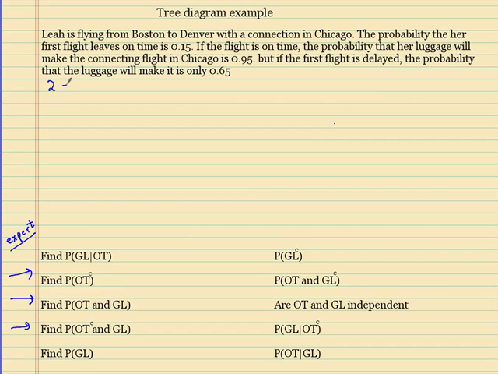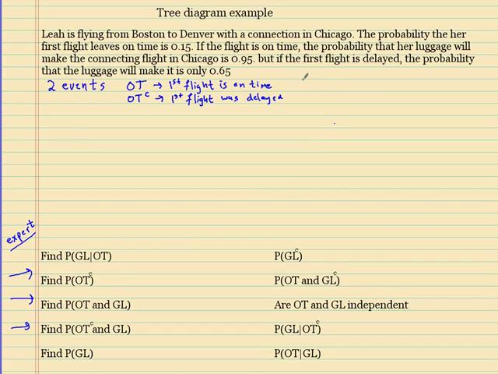There's only two events that are happening. It's very similar to the last thing that we did. There's only two events, okay? And we'll do OT. This means that the first flight is on time, okay? So if the first flight's on time, what else could happen? We'll call OTC, first flight was delayed.